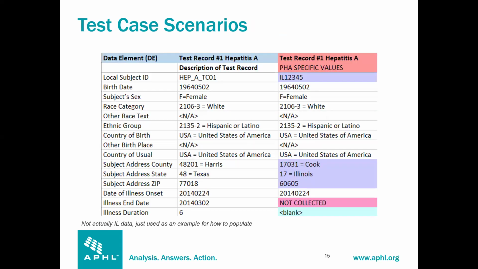This is just an example of the test case scenarios. This is the test case scenario worksheet the jurisdiction has to fill out. On the left side are all the data elements from the MMG. In the middle is the CDC test record that they're asking the jurisdiction to complete. And on the right, in that kind of pinky red column, is how a jurisdiction would fill that out. So again, we are validating data element by data element, whether they're sending what they said they were going to, based on these test case scenarios.